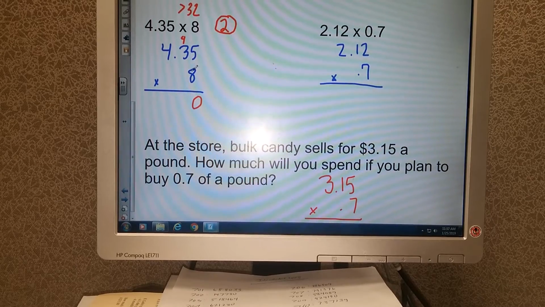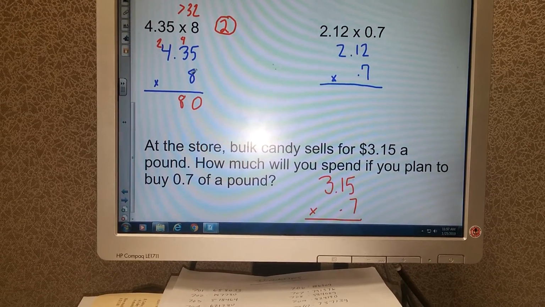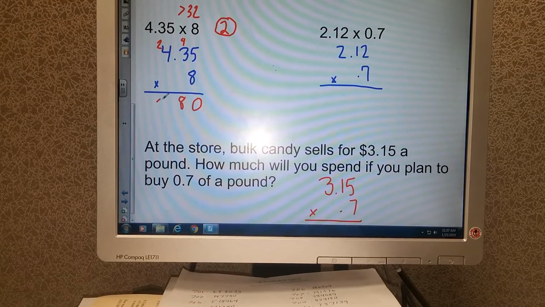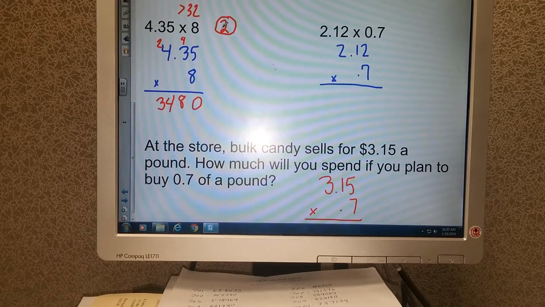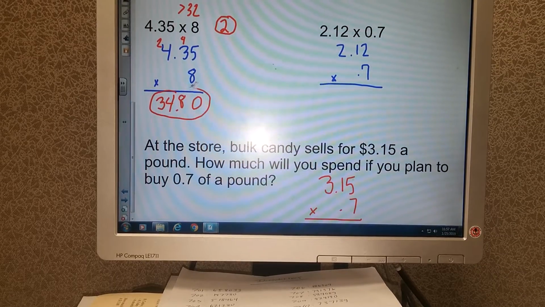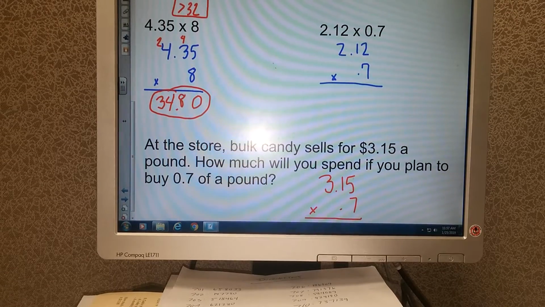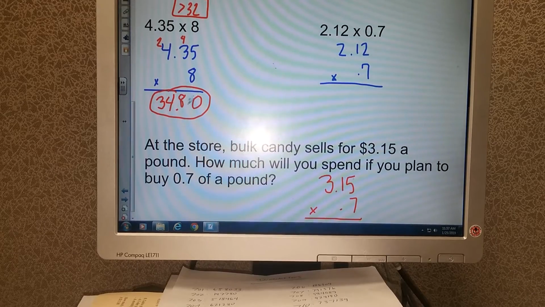8 times 3 is 24 plus 4 is 28. 8 times 4 is 32 plus 2 is 34. So 3480, I need to move in 2 places, 1, 2, 34.80. Again, let's see if that's reasonable. I know my answer had to be around 32, a little bit greater, and I am a little bit greater.